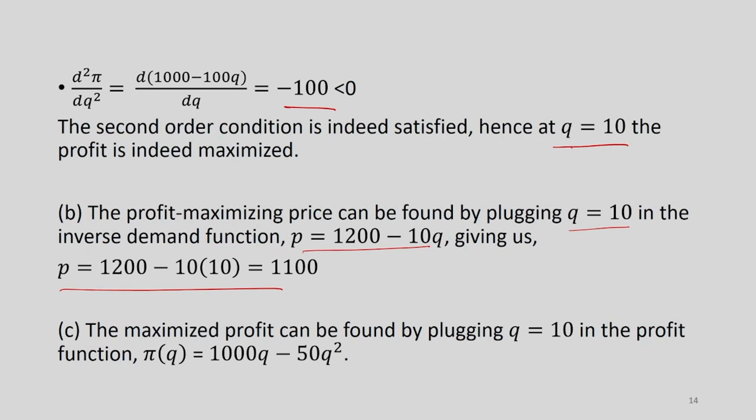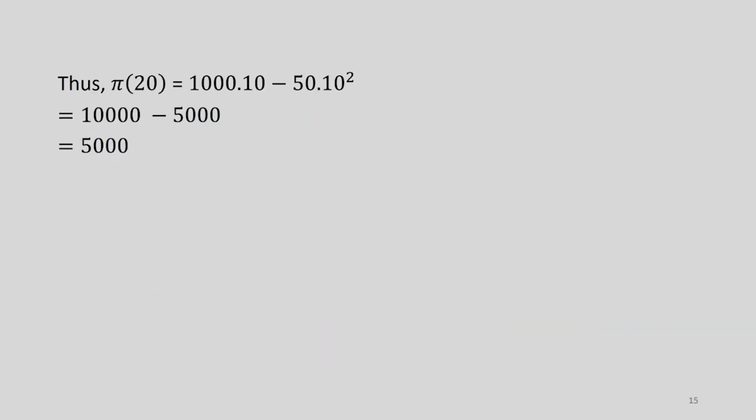The maximized profit can be found by plugging Q is equal to 10 in the profit function. Profit function was pi(Q) is equal to 1000Q minus 50Q square. I will put Q is equal to 10 here, and if I do so, it turns out to be 5,000. So the profit is 5,000 when the producer is operating optimally.